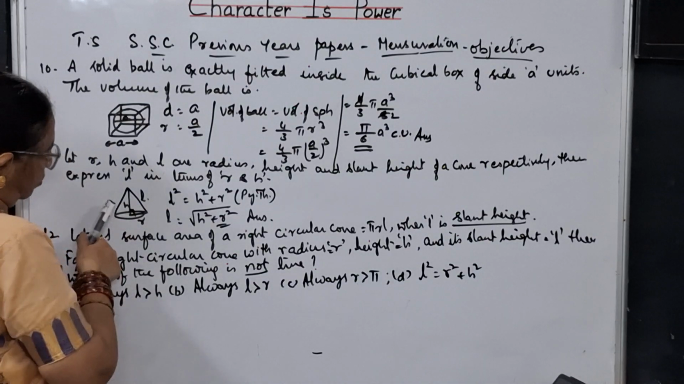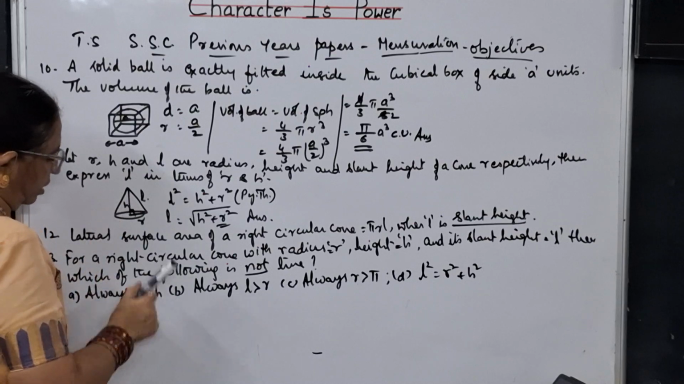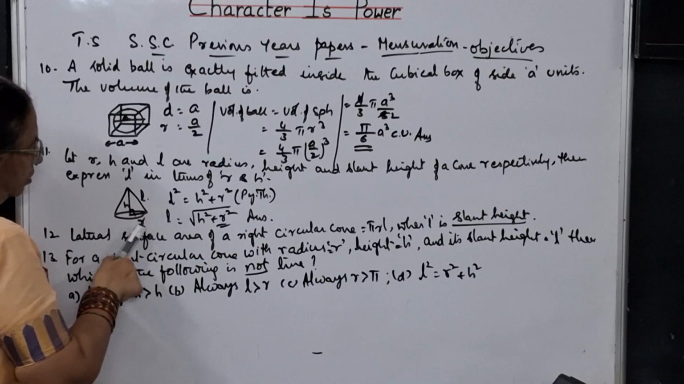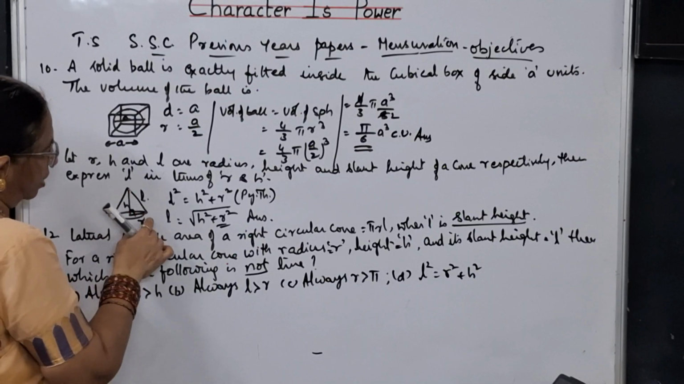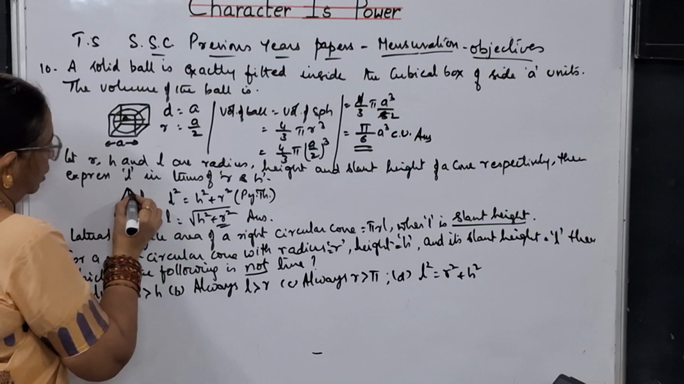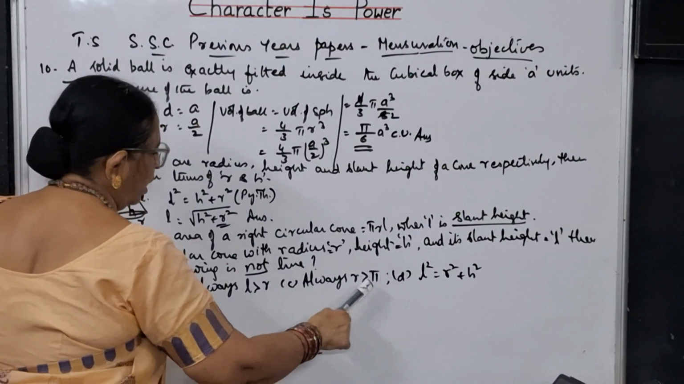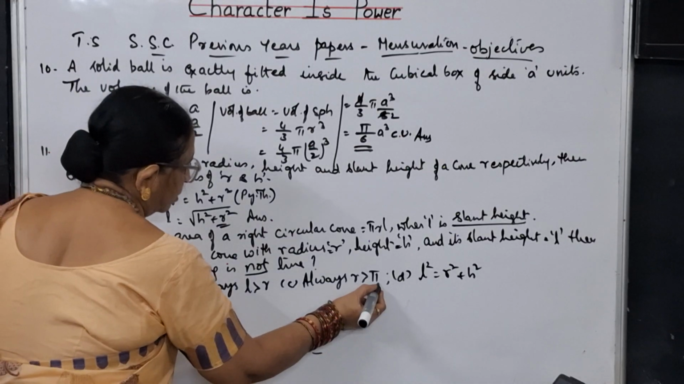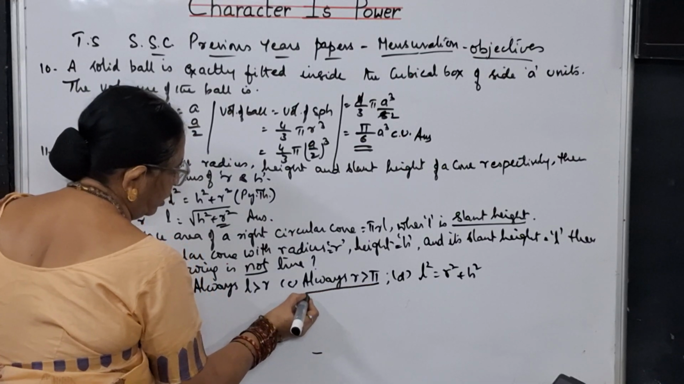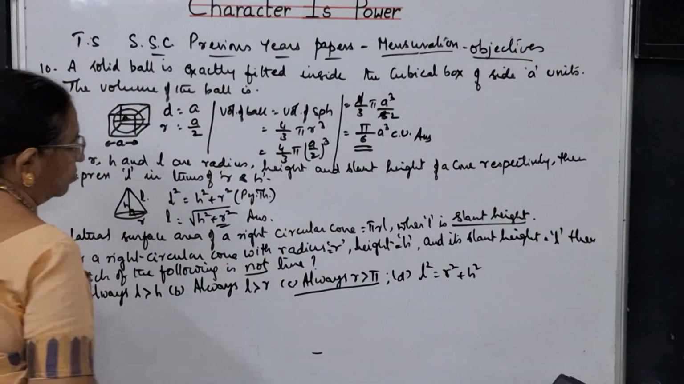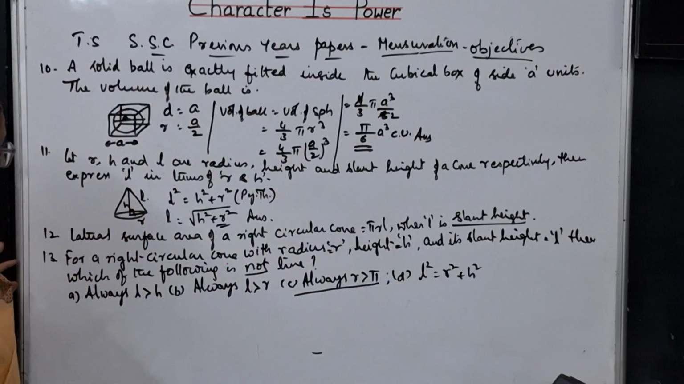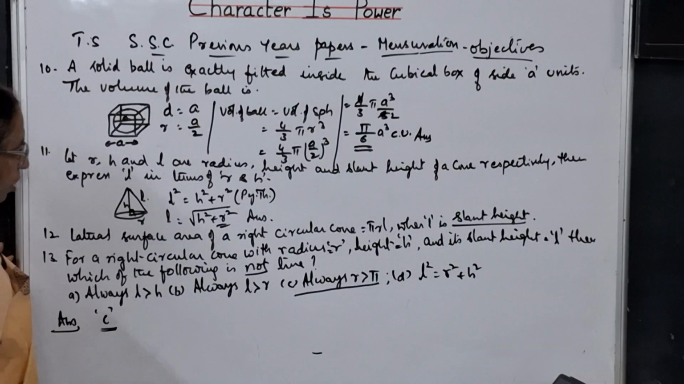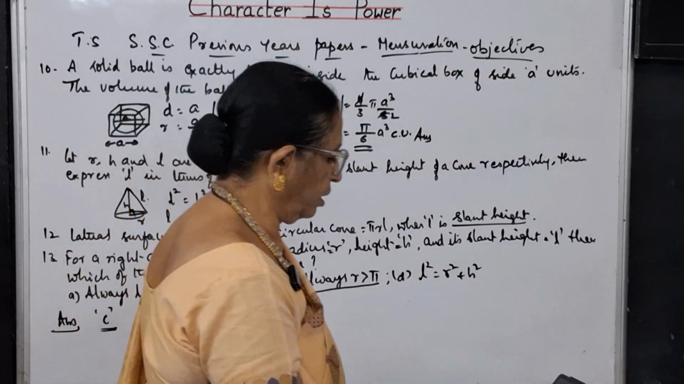L is greater than H. See, figure is here only. Definitely L is greater than H. It is correct. Always L is greater than R. Of course, L is greater than, because this is hypotenuse. Definitely it is greater than H and R. Always R is greater than pi. Pi is what, children? Pi is 22 by 7. So this one is a wrong statement. L square is equal to R square plus H square also is correct. So what is its answer? Answer is C. The wrong answer is R is greater than pi.